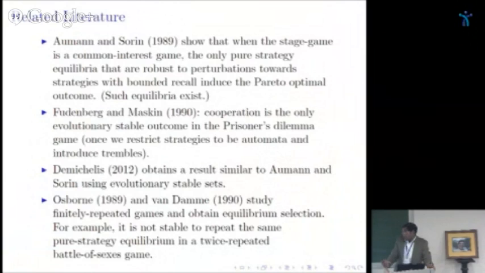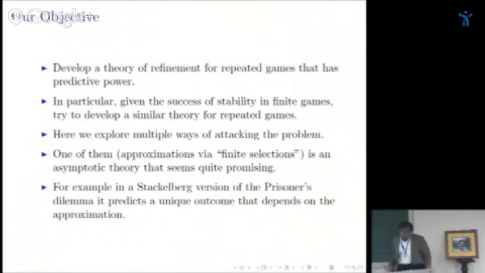What we wanted to do was to see if this is just coincidence, or if there is any merit, anything substantial that links all these results that we could learn from. And to do that, we wanted to try to systematically develop some notion of refinements for repeated games. And the obvious one to fix sights on is stability, because it's been so successful, as Bob Aumann mentioned earlier on. So that's what we intend to do.